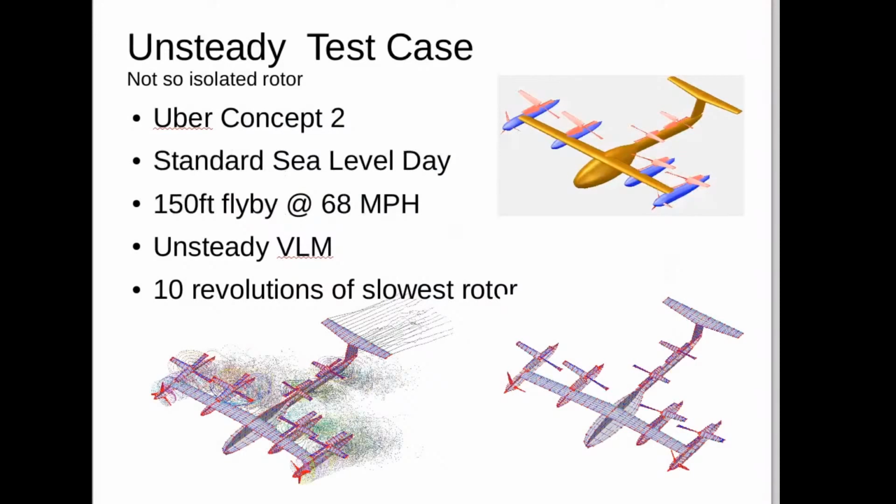Next is the not so isolated rotor case. So this is Uber Elevate's Concept 2 vehicle. Bunch of rotors, both cruise and lift rotors. So we've been using this internally just as a benchmark case to put together some test models. So this is running a standard day. We did a basically 150-foot flyby at 68 miles an hour, running this in the unsteady vortex lattice model. And again, it's running 10 revolutions on the slowest rotor. All these rotors aren't running at exactly the same speed.